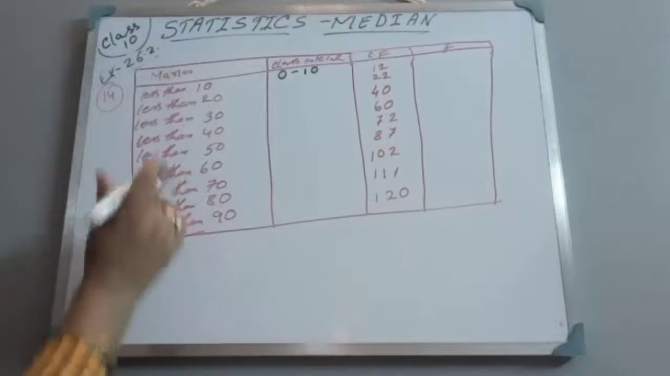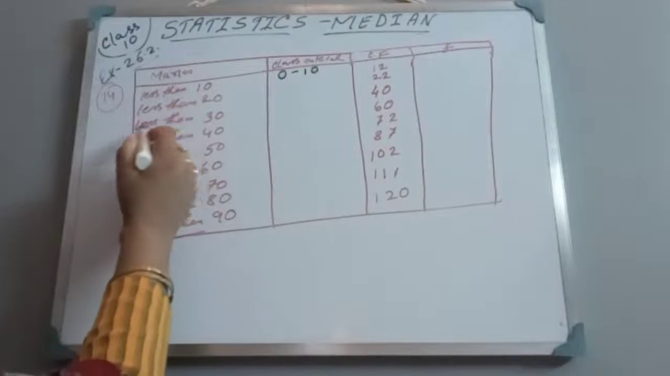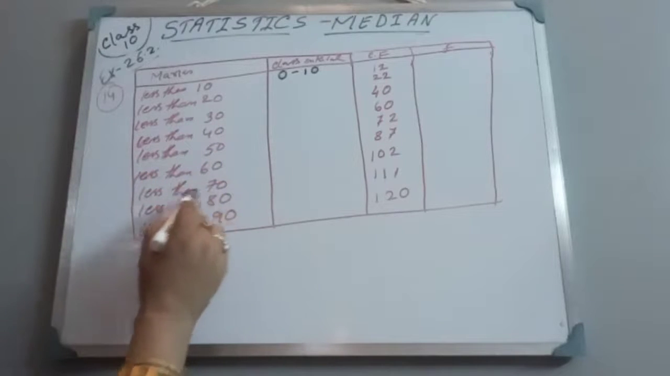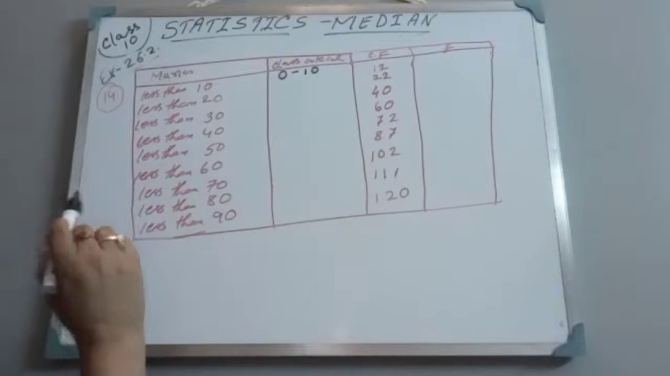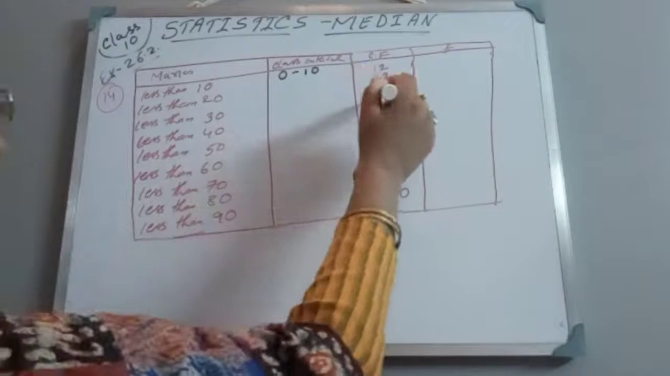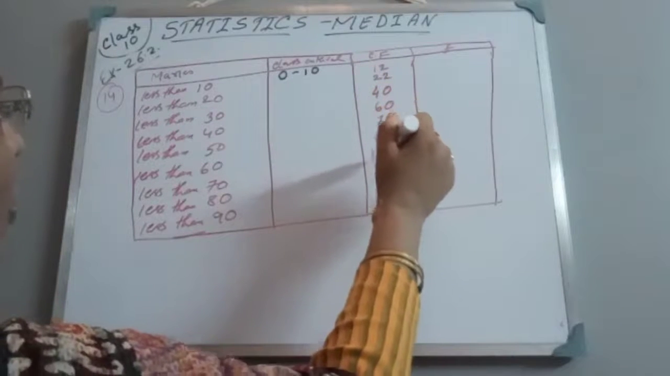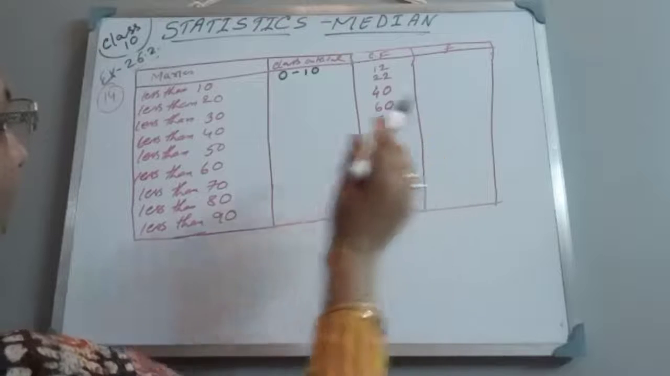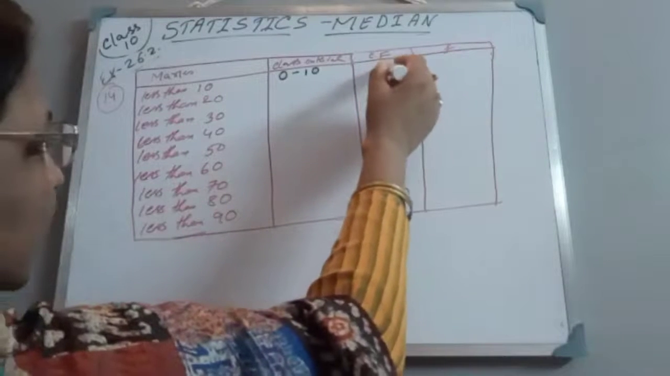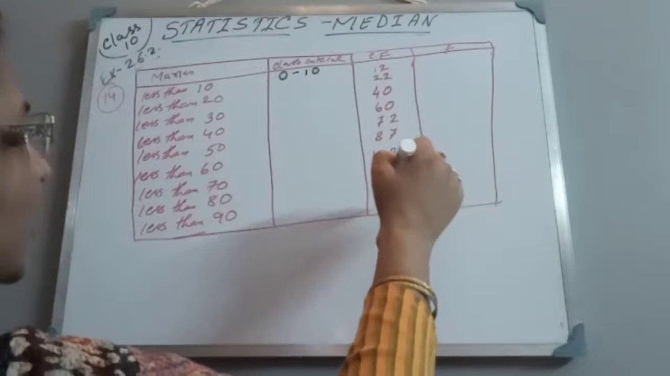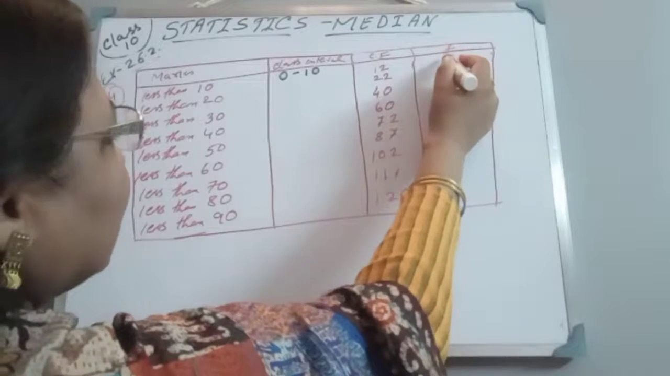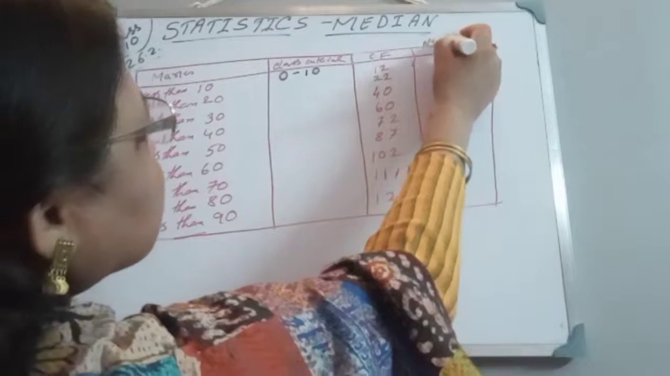Marks are given in this way: less than 10, less than 20, less than 30, less than 40, less than 50, less than 60, less than 70, less than 80, less than 90. And the number of students given is 12, 22, 40, 60, 72, 87, 102, 111 and 120. Here the number of students given to us is the cumulative frequency, not the frequency. So from this chart we have to find the frequency, or number of students.